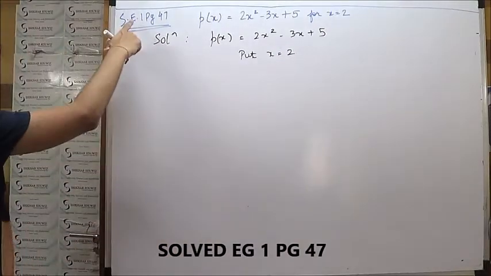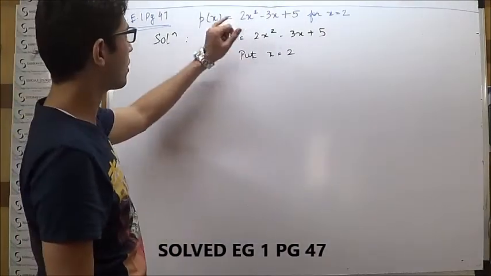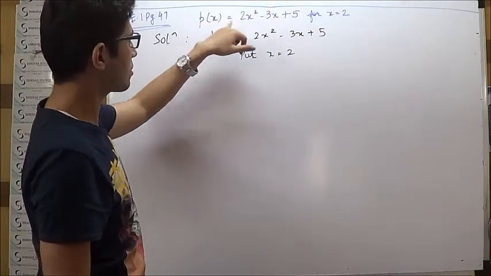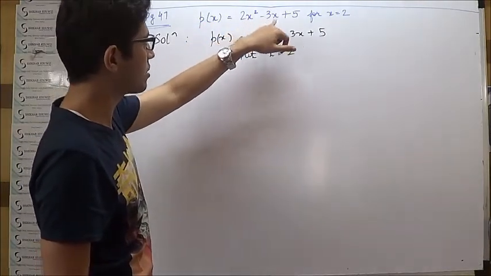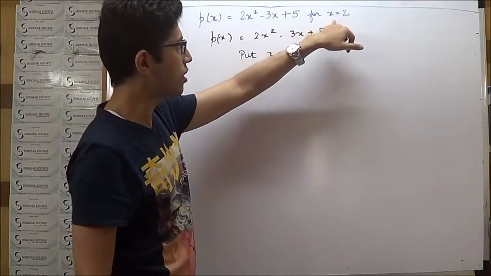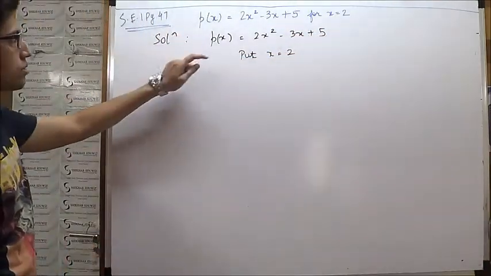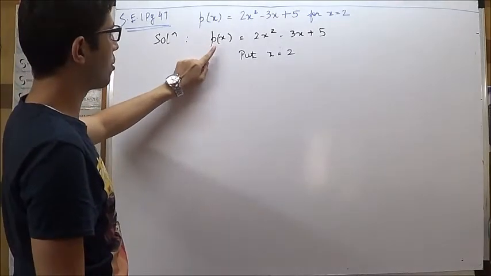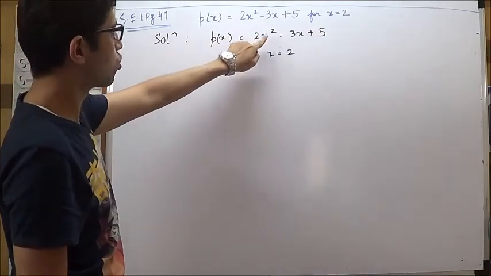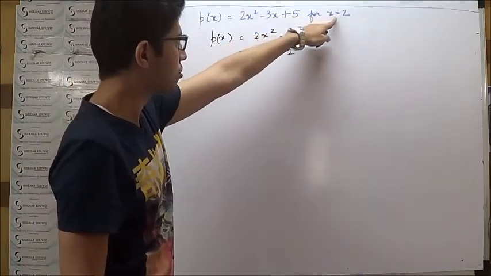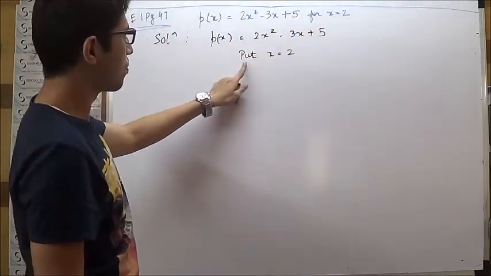See, we are doing solved example 1, page 47. Find the value of the polynomial p(x), where p(x) is 2x square minus 3x plus 5, and the value of x is 2. So how do we go? Solution is, you know the p of x, that is the polynomial, is 2x square minus 3x plus 5. So substitute x is equal to 2.